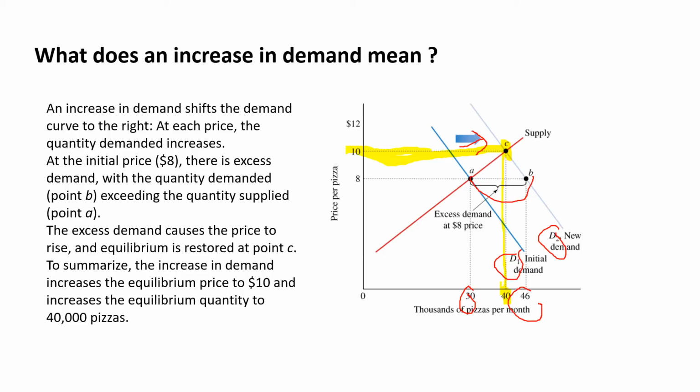So it used to be the price at 8 previously and the quantity demanded at 30. Now when there's a shift in the demand curve, over here we'll have the new equilibrium point at point C. The equilibrium quantity is equal to 40,000 and the equilibrium price is $10.